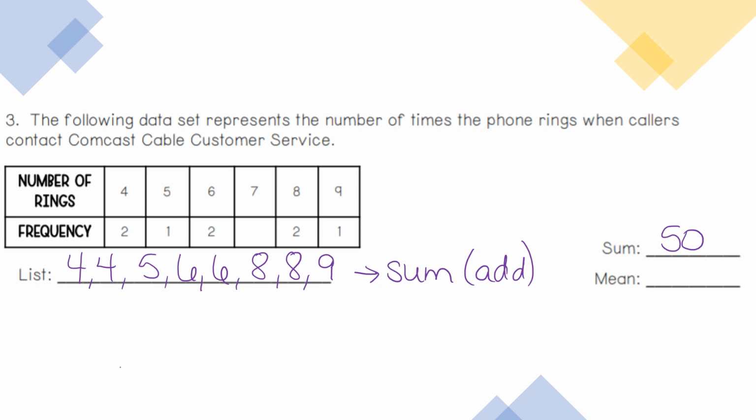Then you want to get the total number of values you had, or the various frequencies, and there was a total of 8 numbers in our list. So we're going to take 50 and divide it by 8, and that ends up giving us 6.25. So the mean or the average is 6.25.